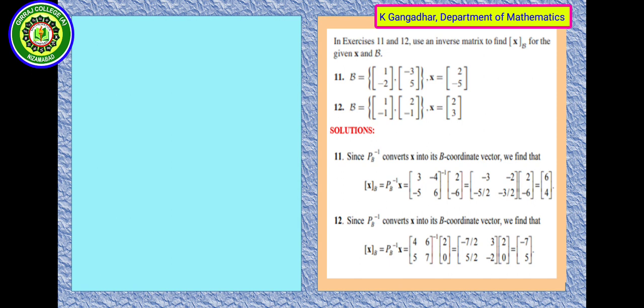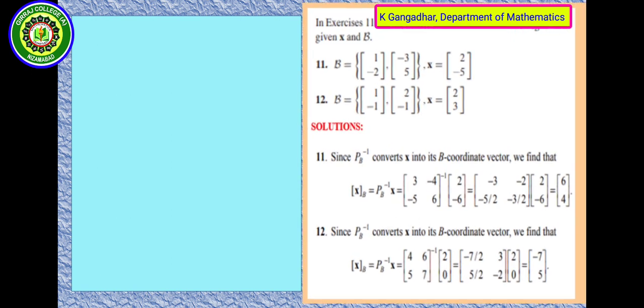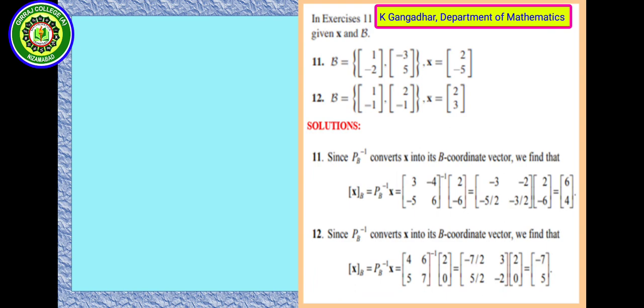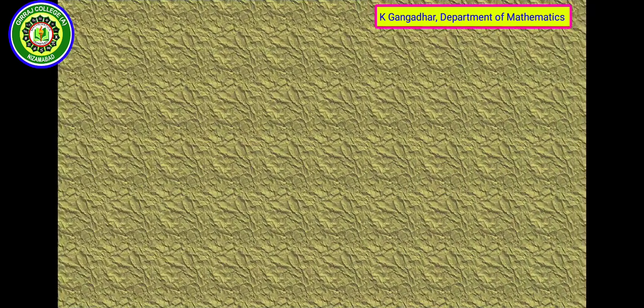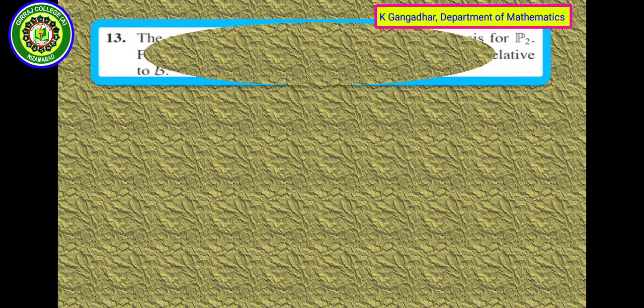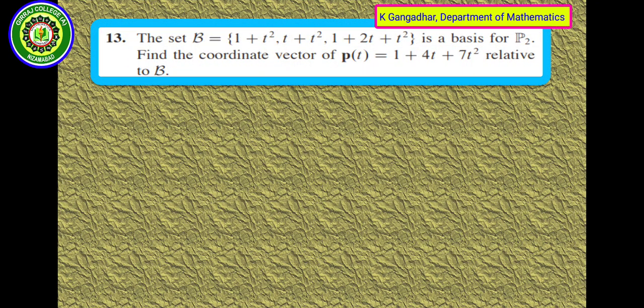Same way, next one. Now the problem: the set B equals {1 + t^2, t + t^2, 1 + 2t + t^2} is a basis for P2. P2 means second order polynomials. Find the coordinate vector of p(t) = 1 + 4t + 7t^2 relative to B.